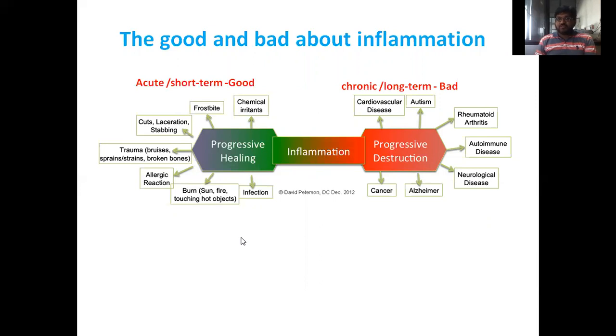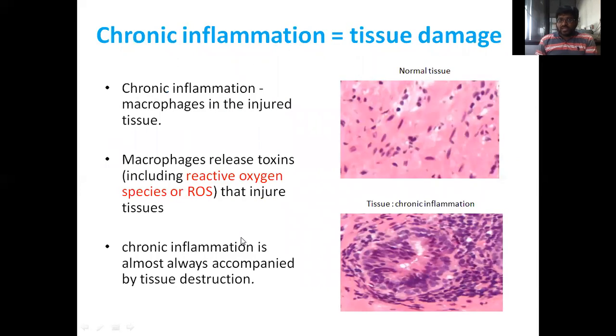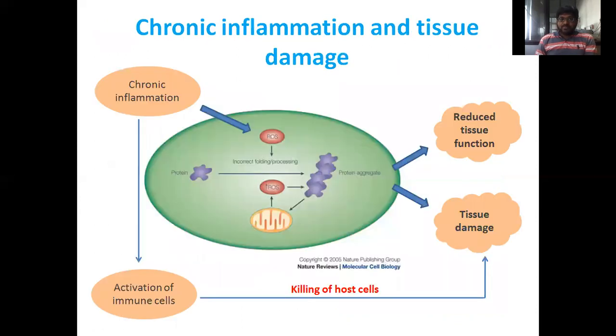Acute and short term, and chronic and long term. Chronic inflammation causes tissue damage. In chronic inflammation, macrophages are in the injured tissues. Macrophages release toxins, including the reactive oxygen species or ROS, that injure the tissues. Here you can see this is the normal tissue, and this is the chronic inflammation tissue, where there are so many macrophages present. Chronic inflammation is almost always accompanied by tissue destruction. This is the picture of the chronic inflammation and the tissue damage.